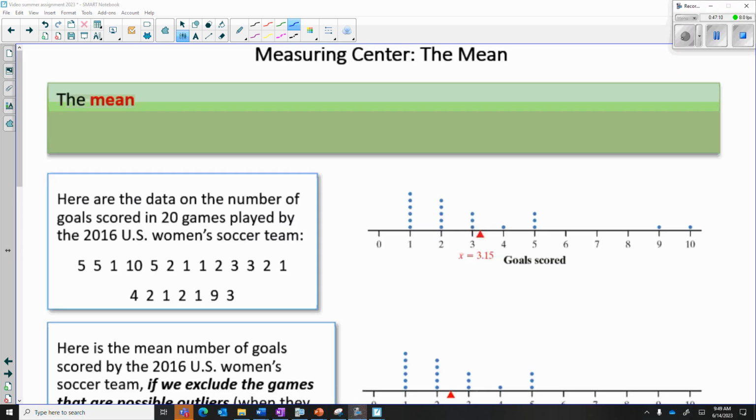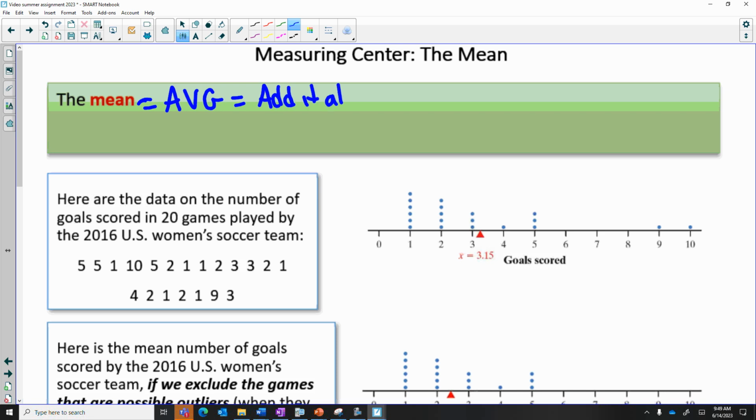Okay, now let's go to center. You probably have heard these words before, so I'm going to go kind of quickly through this. We have mean, median, and mode. The mean is another word for the average, and the average is where you add everything up and then you divide by the total in the sample. The calculator actually finds this for you, and I'm going to show you that now.